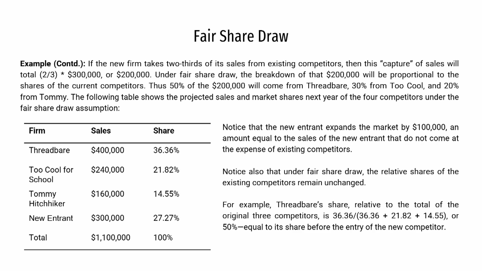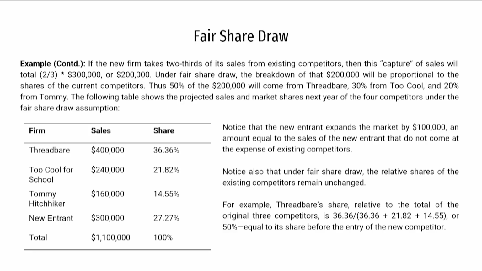Similarly, for Tommy Hitchhiker, their market share was 20%. So, 20% of 200,000 is 40,000. Earlier their total revenue was 2 lakhs, so 2 lakhs minus 40,000 is 160,000, and for the new entrant it is 300,000. Now, you can recalculate the market share for each of these brands afresh. What will be the overall market share in presence of the new entrant? The overall market is also enlarged from 1 million to 1.1 million.